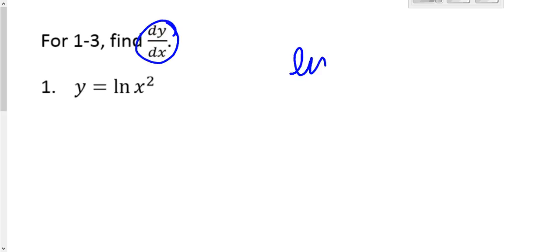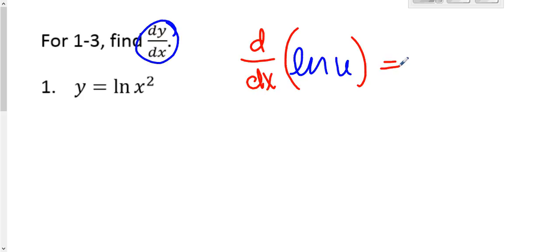So if we have the ln of something that's not x, so we have the ln of u, whether that is x squared or 5x minus 2 or whatever is inside of the ln, how we find that derivative is we write what we see. So what is inside the ln goes on the bottom of a fraction, and what goes on the top is the derivative of what we see.